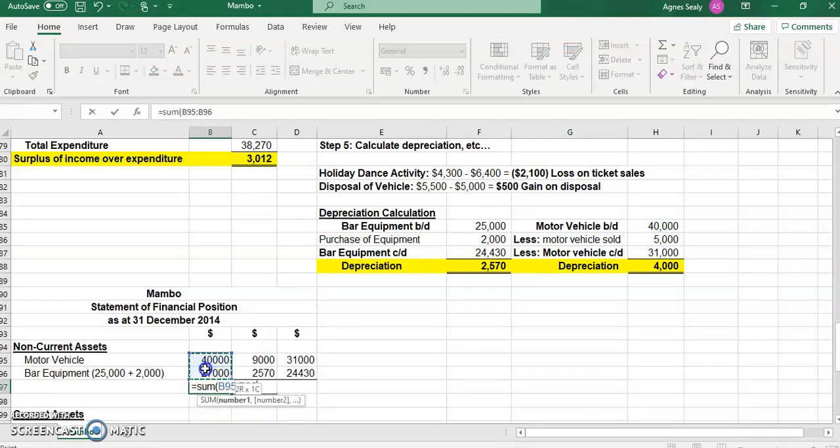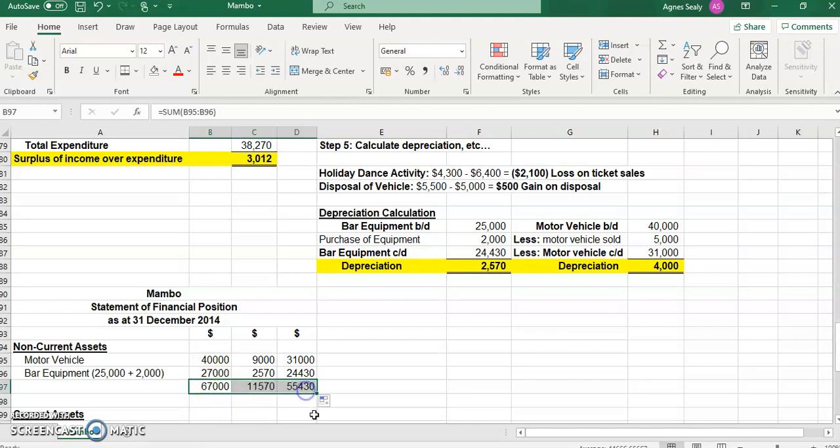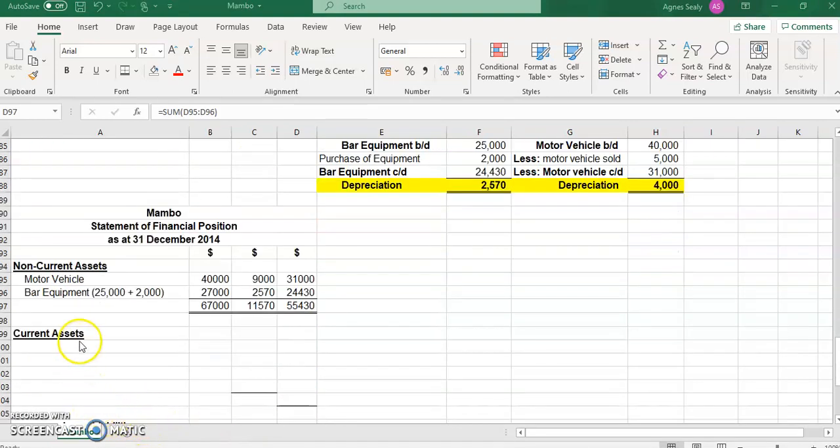So let's add some of our figures. And let's see. So now we have a net book value for our non-current assets of $55,430. So let's go on and look at our current assets.